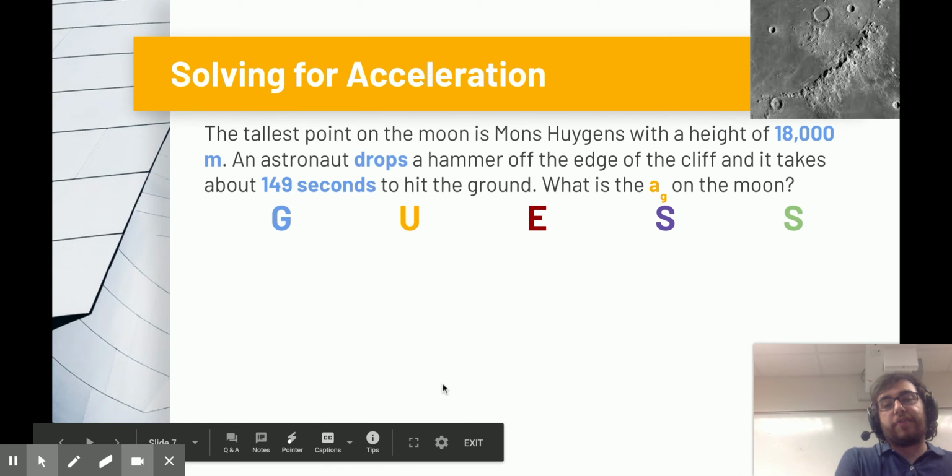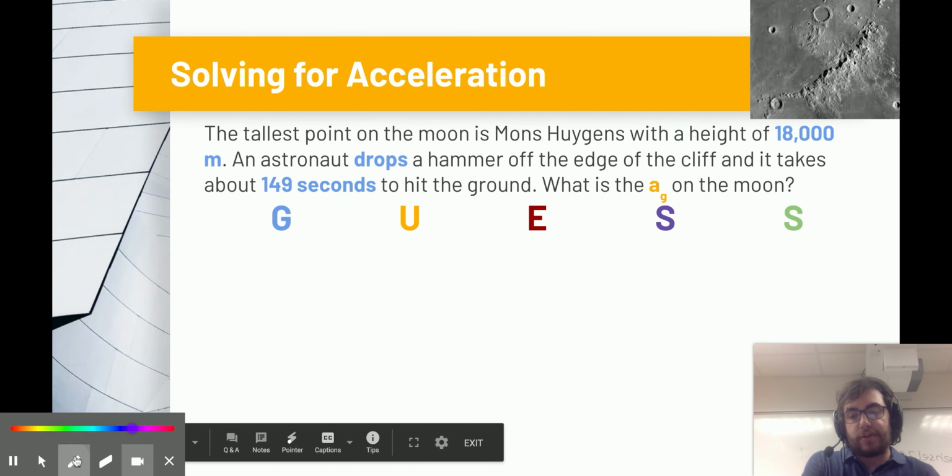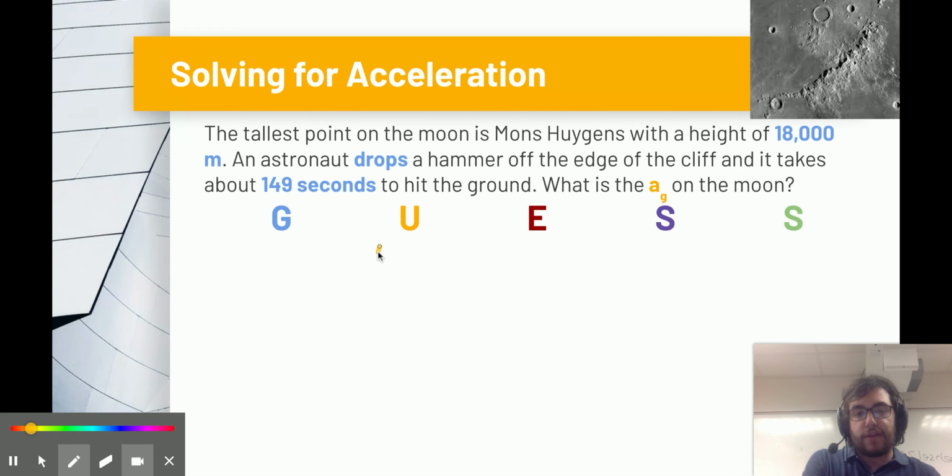This time we're going to solve for acceleration. The way I know this is because I did write the problem, but I'll read through it for you. The tallest point on the moon is Mons... I don't even want to try that. Say that Huygens, with a height of 18,000 meters. An astronaut drops a hammer off the edge of the cliff, and it takes about 149 seconds to hit the ground. What is the AG? That means acceleration due to gravity. I'll go ahead and write that as our unknown.